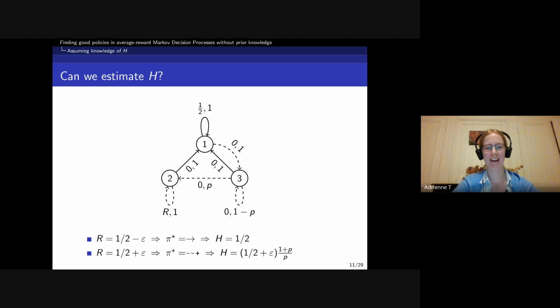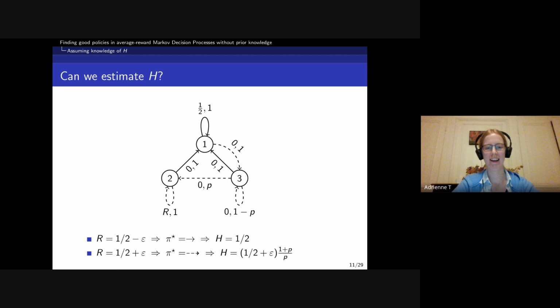And so here we have 2 MDPs. The only difference is the value of R. And so those 2 MDPs can be very, very close, so you would need a lot of samples to hopefully distinguish them. However, their biases and their optimal bias spans are very, very different. And so then how can you estimate your value of H if such a tiny discrepancy that's so hard to see can lead to such huge differences in what you're trying to estimate?